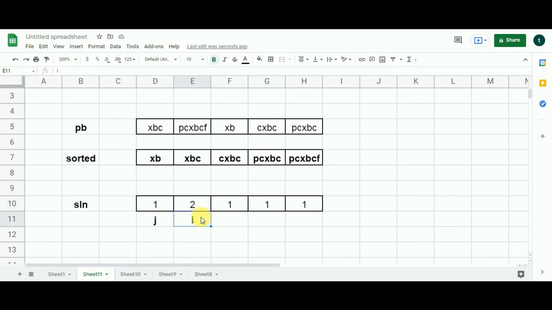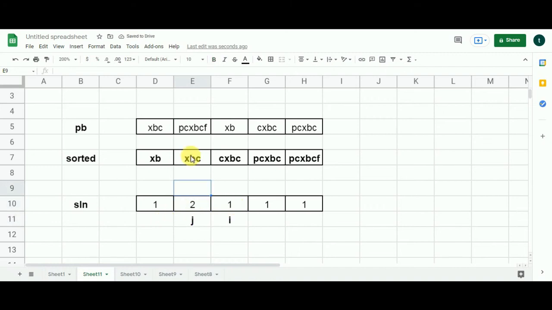So now i moves one cell to the right and j goes back to the 0th cell. i now represents the word cxbc and j represents xb. Check here, the lengths of both are different. So xb can't be a predecessor of cxbc. Note that the problem talks about adding just one character to the previous word. We will skip this iteration and j moves one cell to the right.